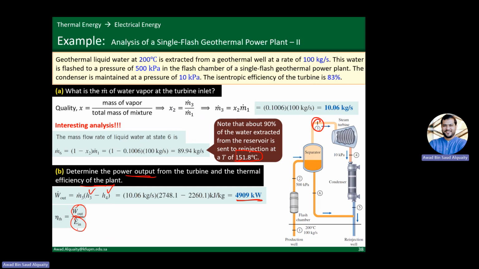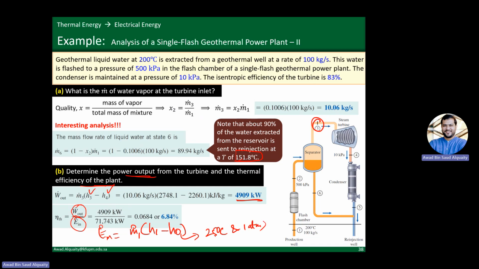It's how much is the potential for the hot geothermal water to do work, right? So as we saw in the formula before, energy input is mass flow rate at state 1, or mass flow rate of the geothermal water that we're extracting, times its enthalpy at state 1 minus enthalpy at a standard or a reference state. What is this reference state? 25 degrees Celsius and 1 atmospheric pressure.